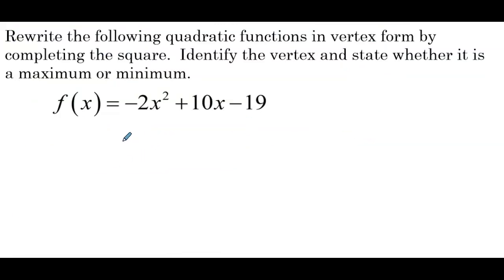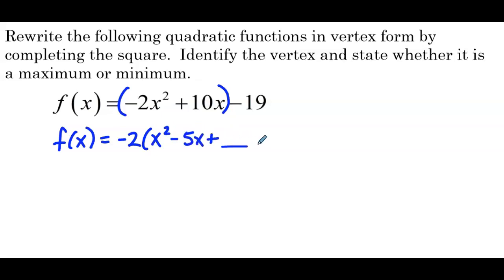Same directions, new function, f of x equals negative 2x squared plus 10x minus 19. So we put a set of parentheses around negative 2x squared plus 10x. So we have to factor out the negative 2. That leaves us with x squared minus 5x plus something, minus 19. Okay, so the value that's going to complete the square is half of negative 5, squared. So we'll leave it as a fraction. When we square it, we get 25 over 4.